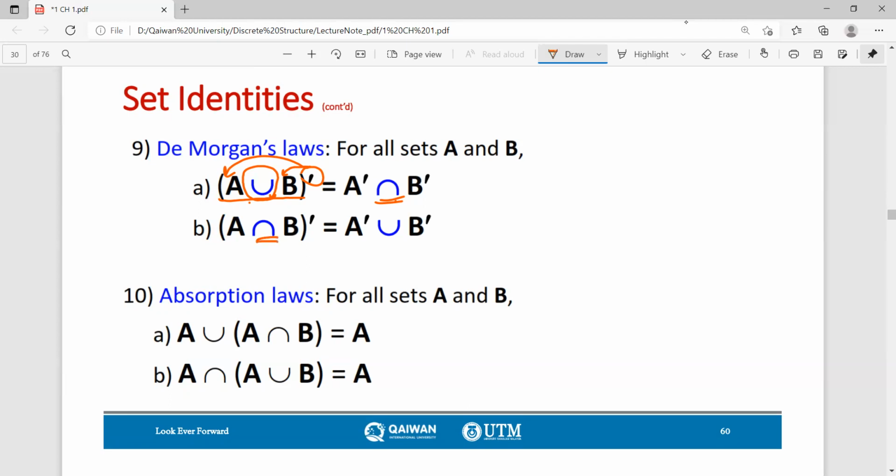And for intersection, it's the same. A intersection B complement becomes A complement union B complement. As you see, the intersection becomes union. This law is called De Morgan's law.